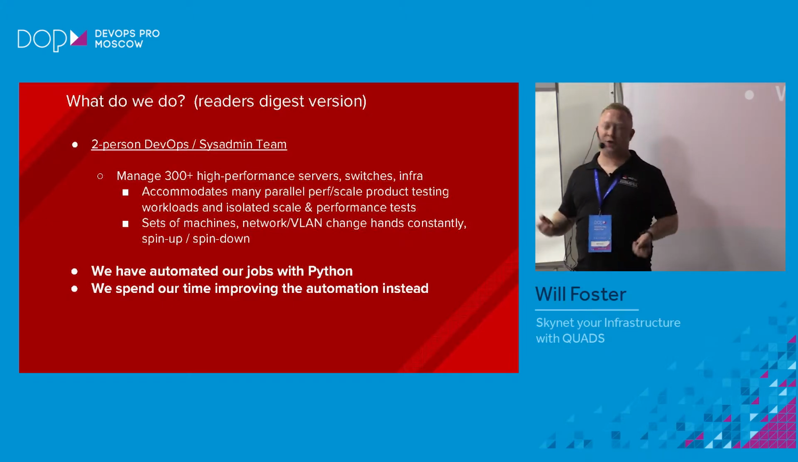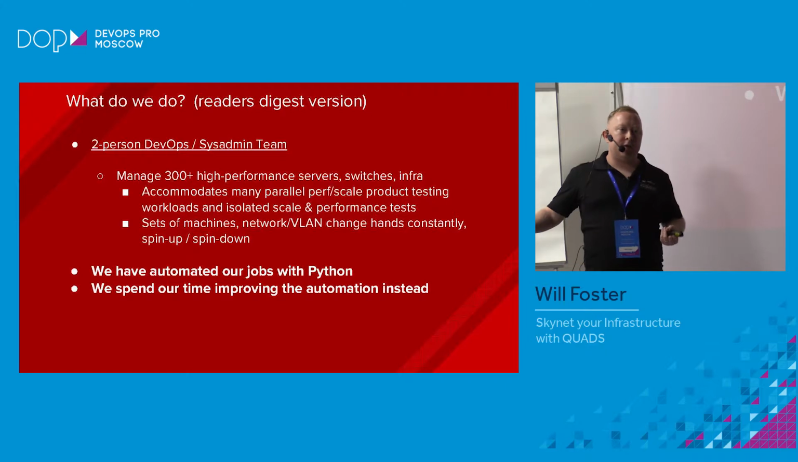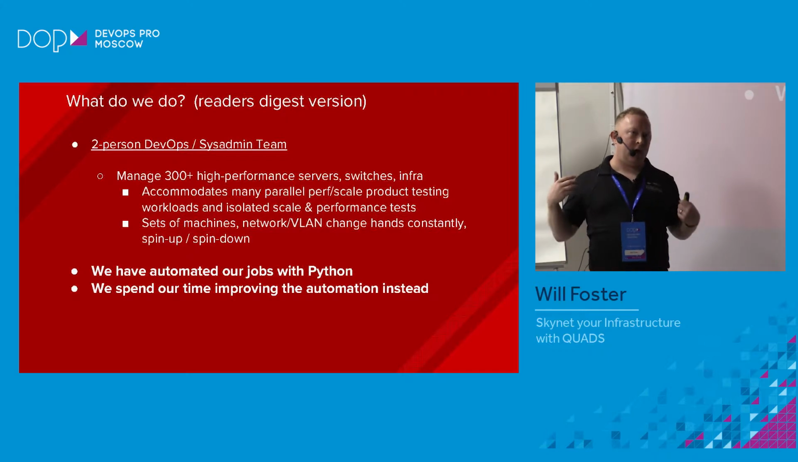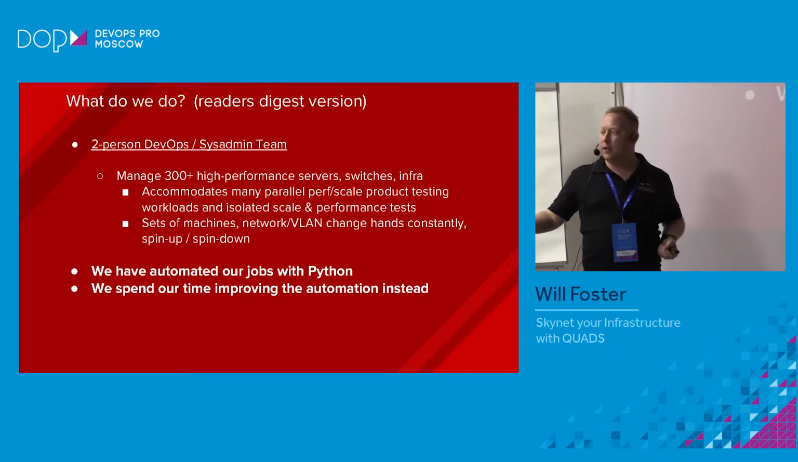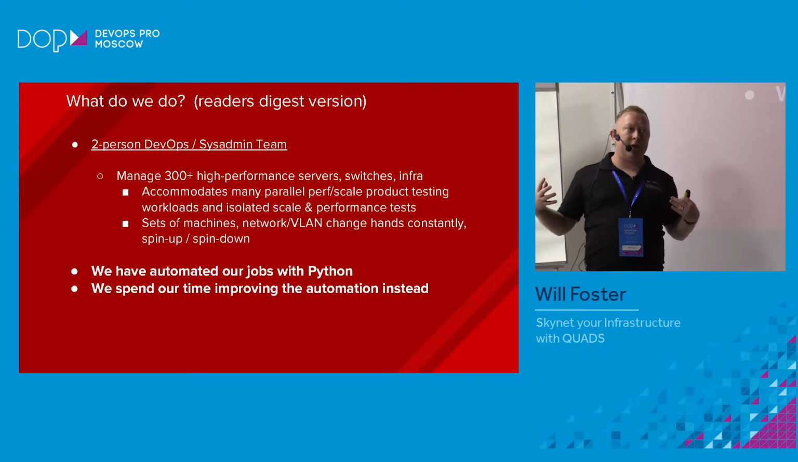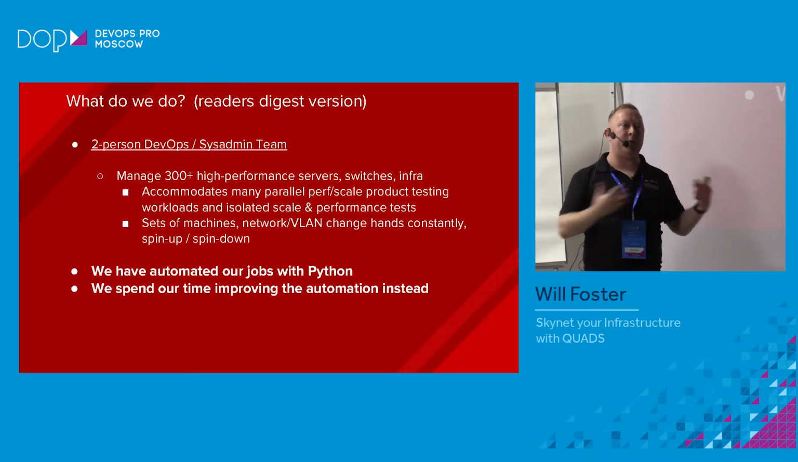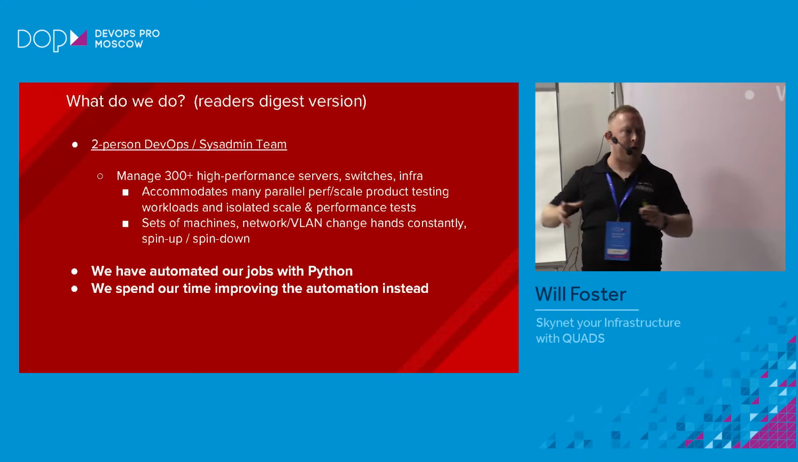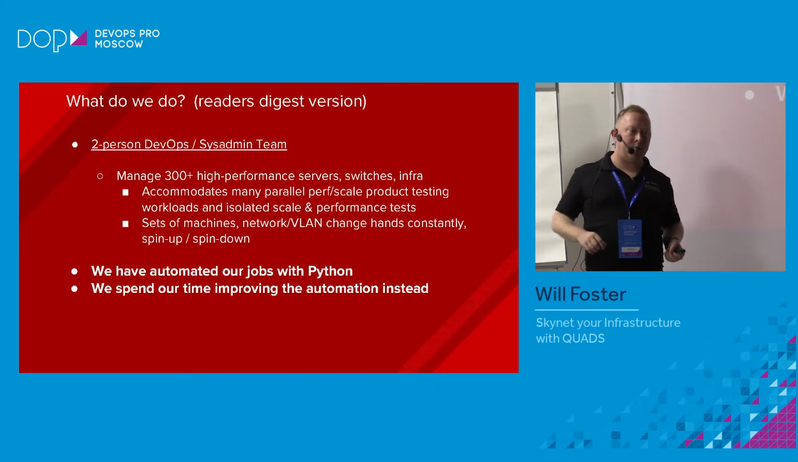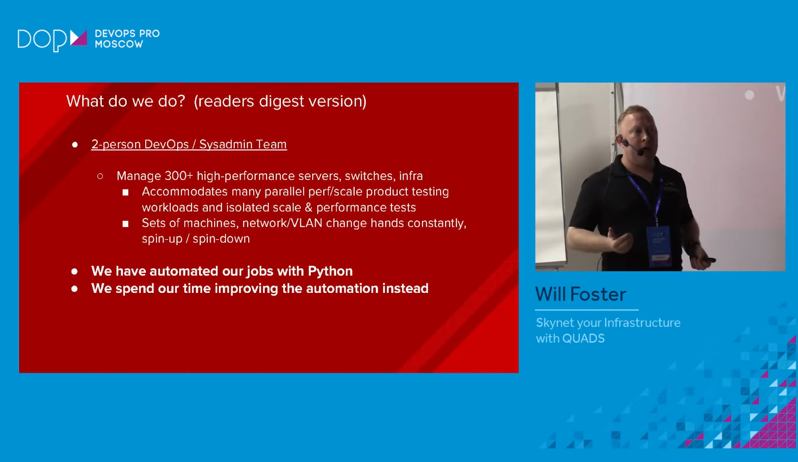If I lost you on that analogy, here is the Reader's Digest version: there's two of us. We manage about 300 to 400 high-performance bare metal machines, a bunch of network switches, a large infrastructure. This environment is constantly spinning up and spinning down, being sliced and diced, handed out in sections to different engineering groups within the company, and then reclaimed. We've automated our jobs with Python, and instead of doing the manual tasks that go along with administrating network architecture and doing systems engineering, we just work on the automation and the tooling to do it for us.